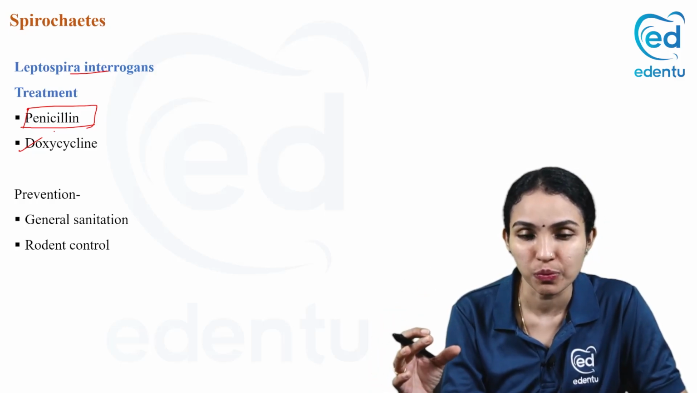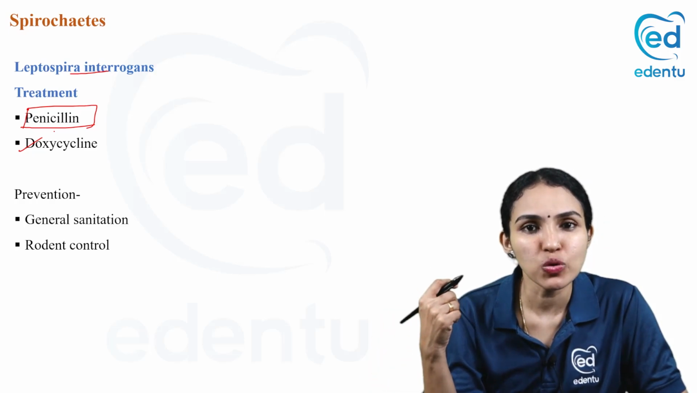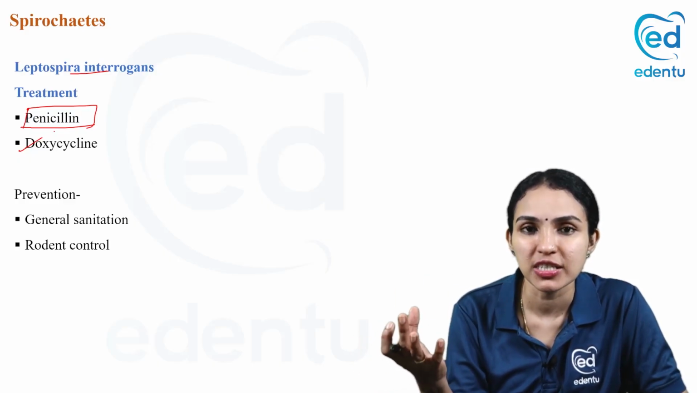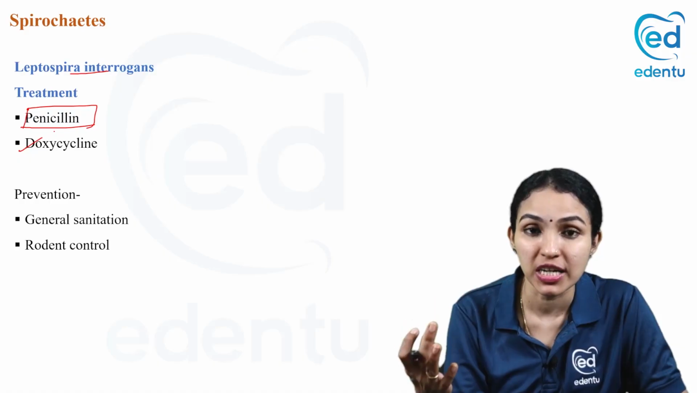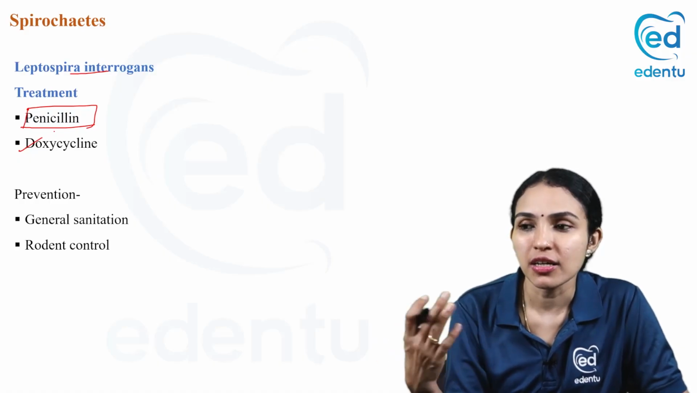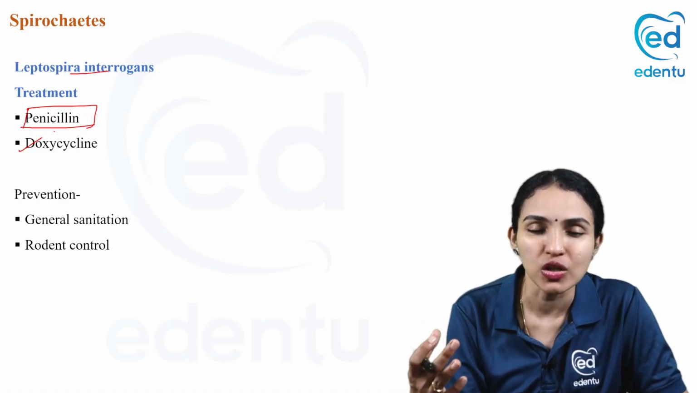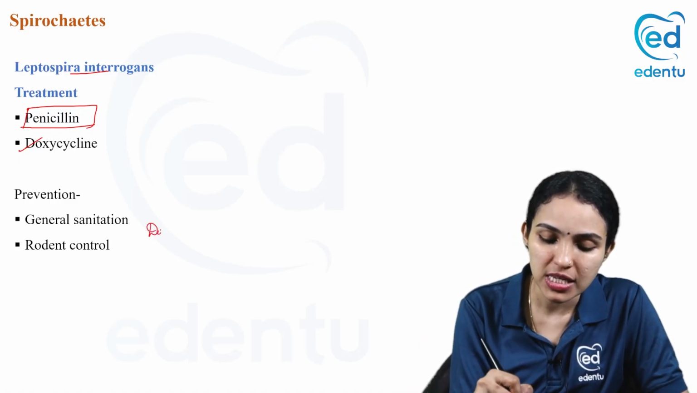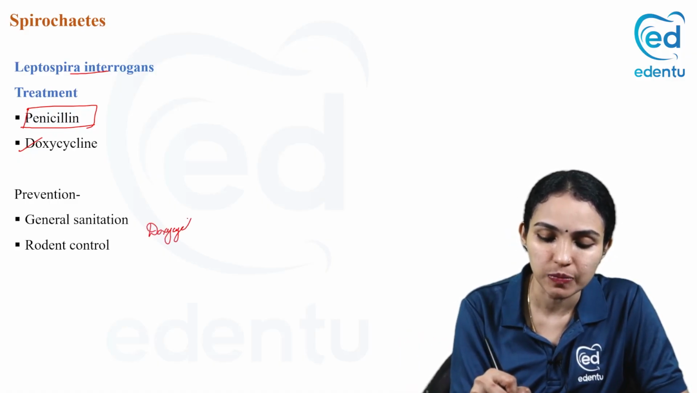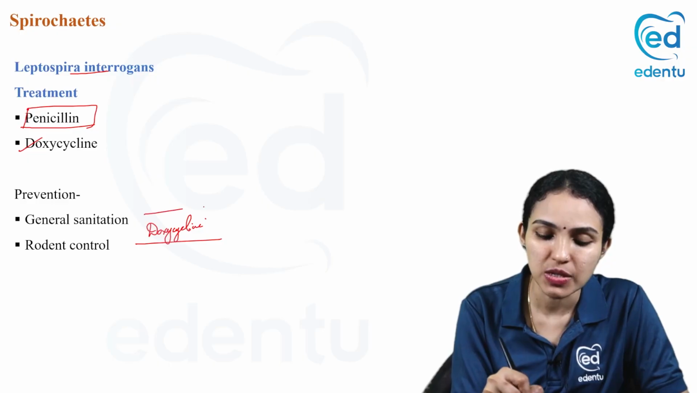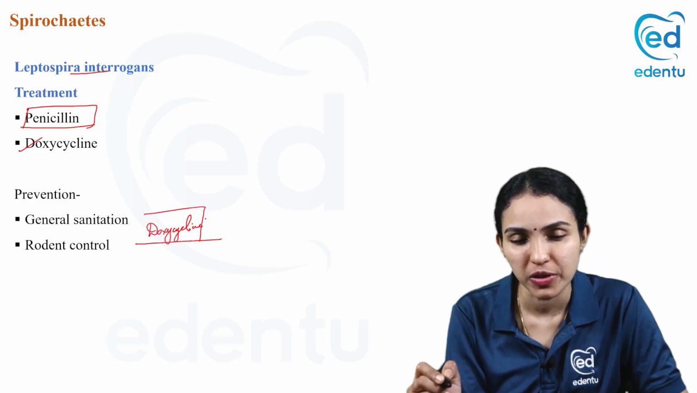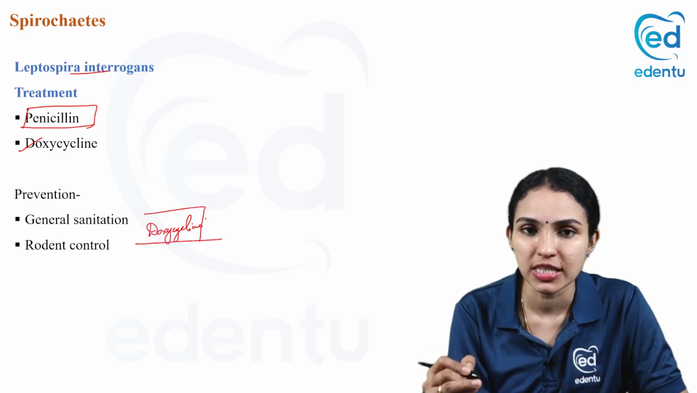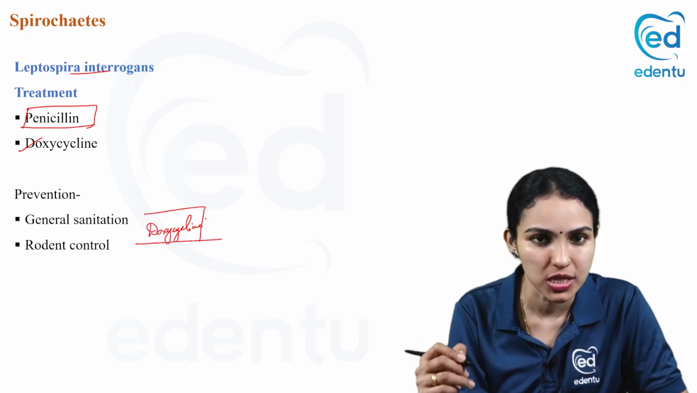Rodent control is important. If a person is exposed to rodent-contaminated urine or contaminated water, especially during floods, those people who are involved in flood rescue operations and all, you give prophylactic antibiotics, and for prophylaxis also we give doxycycline. So doxycycline is a very good drug for prophylaxis of leptospirosis. If you talk about treatment, the first drug is penicillin. An alternative drug in mild cases is doxycycline.